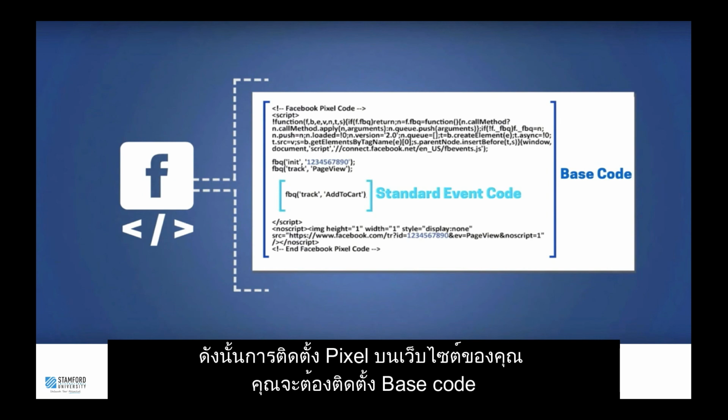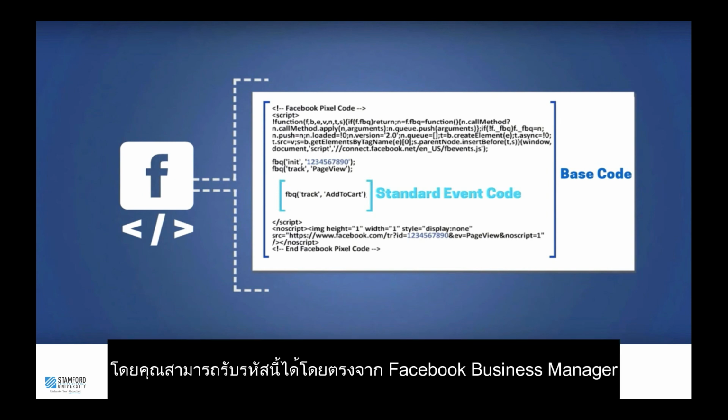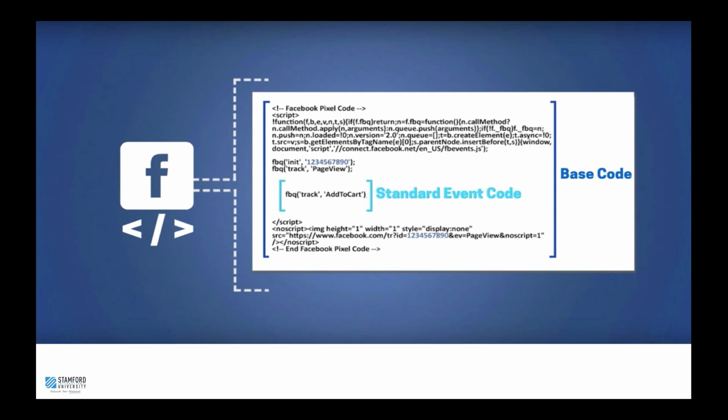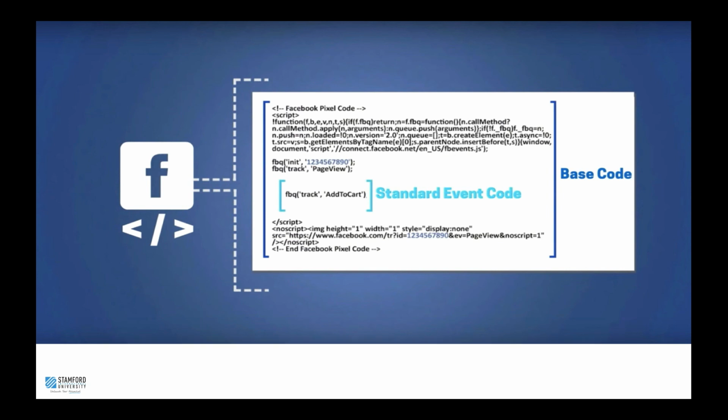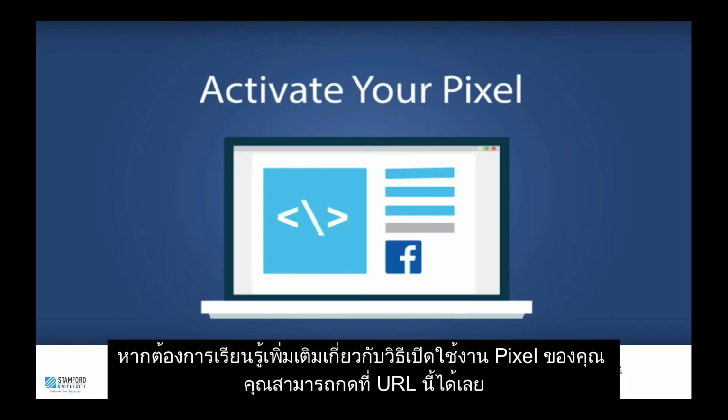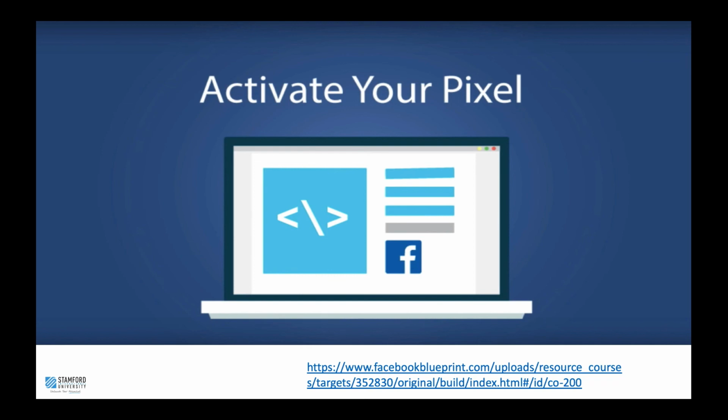To place the pixel on the site, you just need to install the base code. Here's an example of the base code. You can get this code directly from Facebook Business Manager. Copy, and then your web developer can just place it into the site. It should be placed on every single page. To learn how to activate the pixel, click on this URL here. There are a lot of great online tools that can also help you understand how to install the pixel.